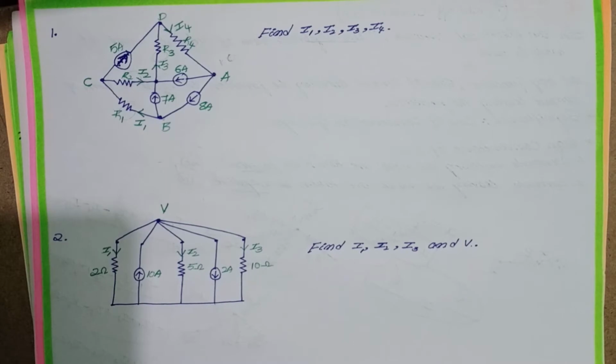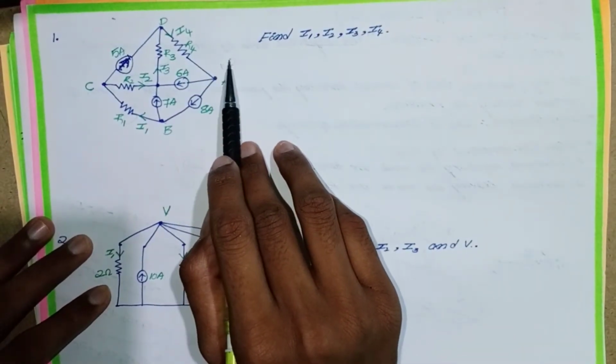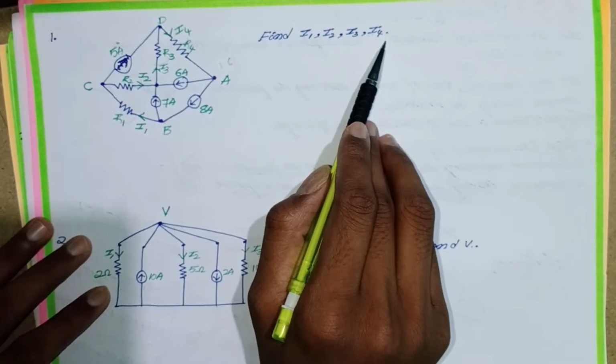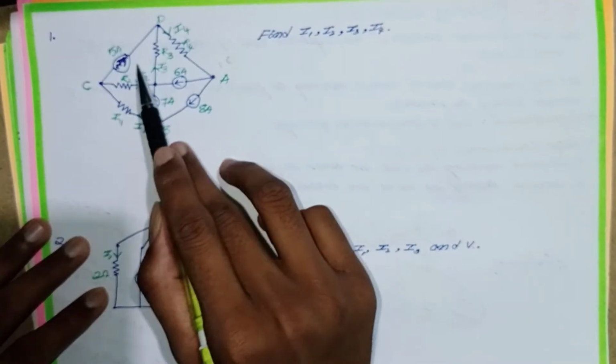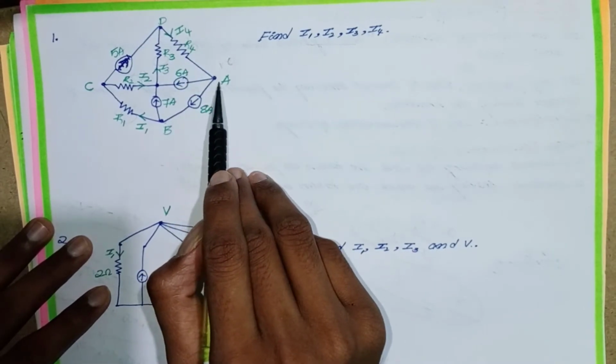Let's move on to the problem. This is one of the previous year GATE questions. It seems difficult, but it is very easy, though it is very tricky. How can you find this? First, you find I1, I2, I3, and I4. This is I1, this is I2, this is I3, and this is I4. How will you find them?